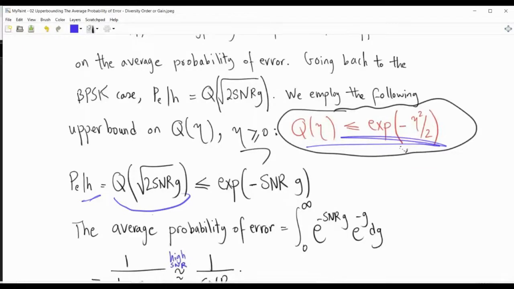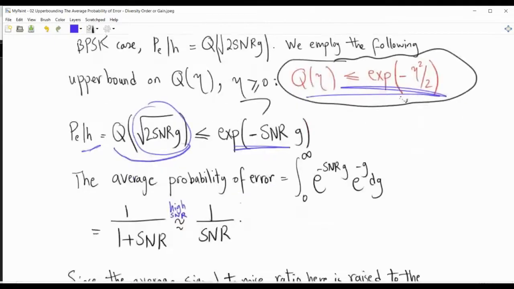It looks like this Q function. Rather than integrating the Q function, let's upper bound it. The upper bound is that you square the argument of the Q function and then divide by 2. When you square, this will be 2 SNR g, and you divide by 2, so you get exponential of minus SNR g. Now the average probability of error is a very easy integral, because you are averaging this, multiplying by e to the minus g. You are integrating just an exponential function. And so the result is 1 over SNR, if SNR is very high.